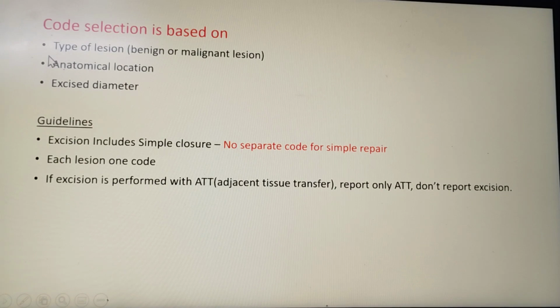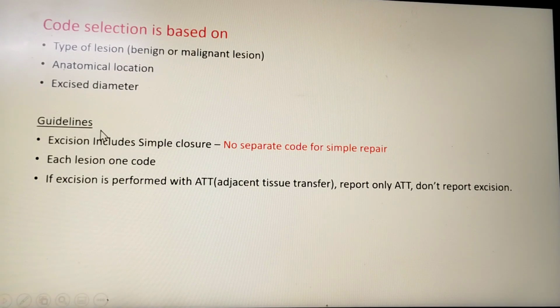So while reading the question, you underline what is the lesion, what is the anatomical location, and what is the excision diameter. If you underline, or write beside the question, these three things, then it will be easy for you to select the code. It will be clear on what code you have to select.